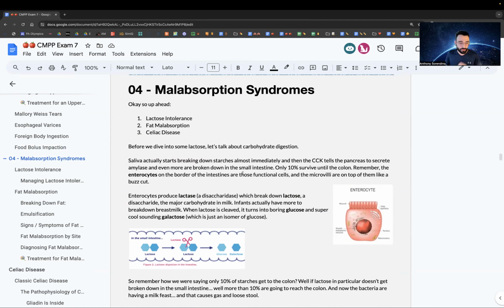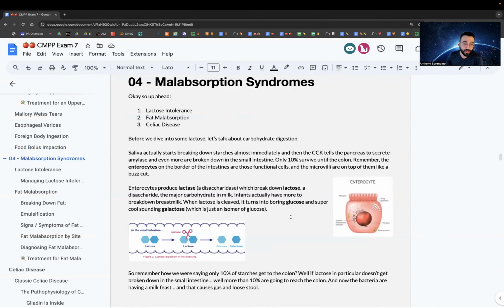Okay, so saliva actually starts breaking down starches almost immediately, and then the cholecystokinin tells the pancreas to secrete amylase, and even more are broken down in the small intestine. Only 10% of carbs are going to survive until the colon. Okay, and remember, it's those enterocytes on the border of the intestine that are those functional cells, and it's the microvilli there that are doing this breakdown.